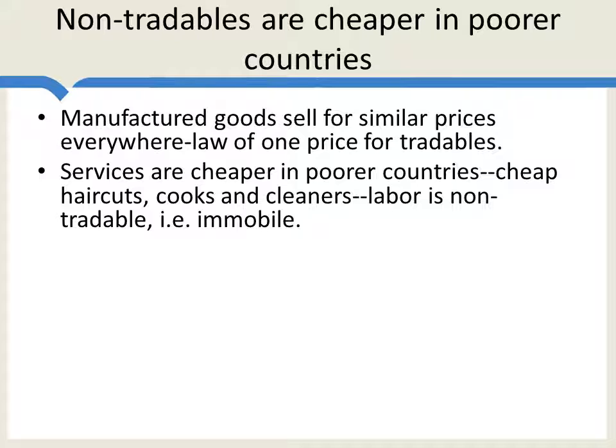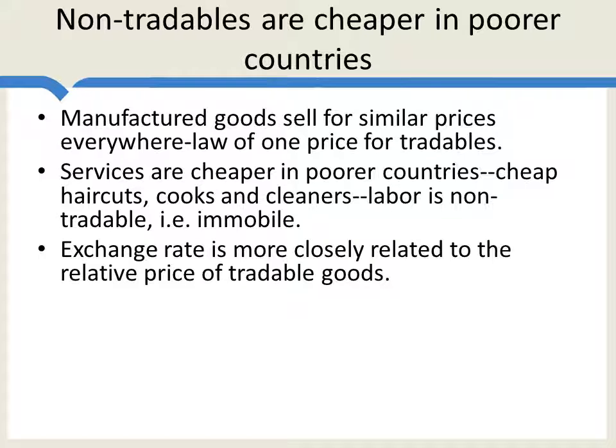Services tend to be quite a bit cheaper in poorer countries. You can get cheap haircuts, cheap cooks, and cheap house cleaners in a poorer country. This is because labor is non-tradable. Labor, at least in our world, is immobile. So for example, you can get a cheap cook in India, an expensive cook in the United States, but you don't see lots of cooks moving from India to the United States, at least not compared to the numbers of people who could move.